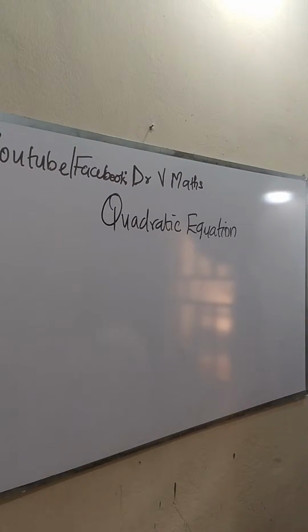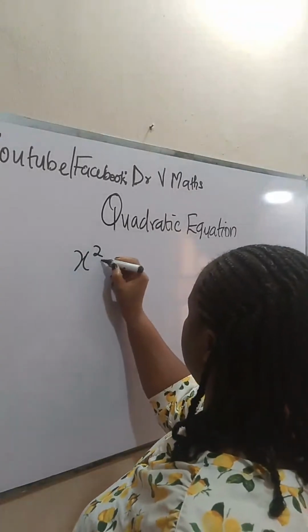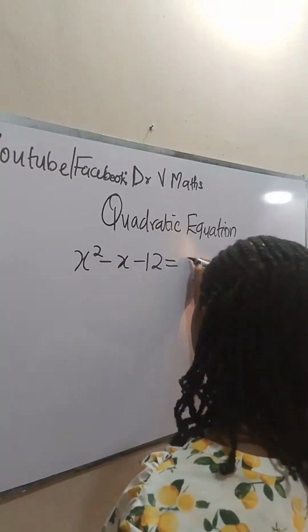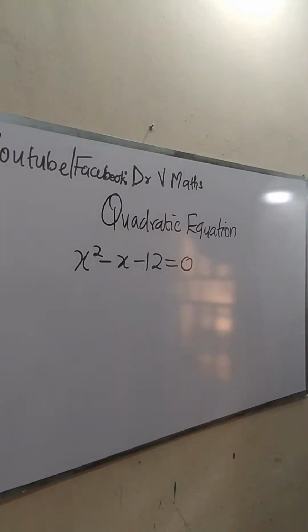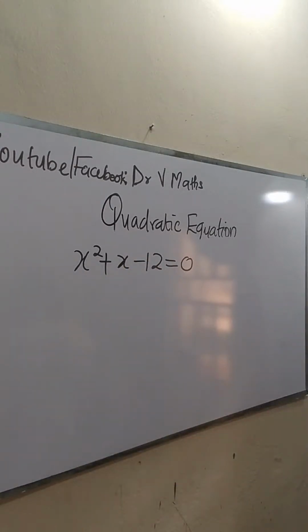So I'm going to solve one more example before we go to the next topic. We're going to solve x squared plus x minus 12 equals 0. Let me confirm the signs. Plus x.